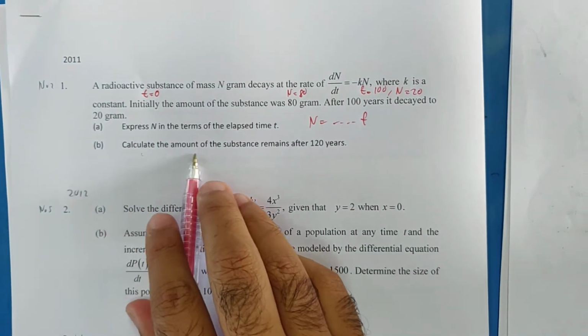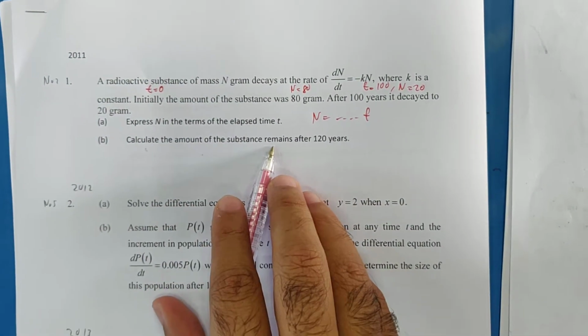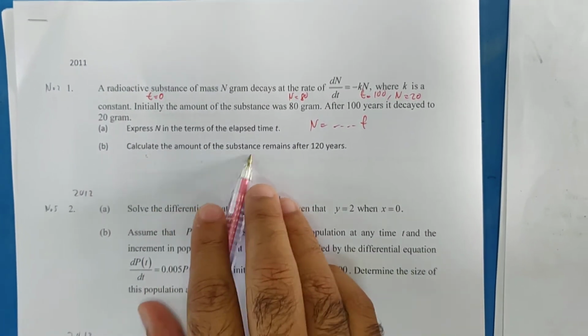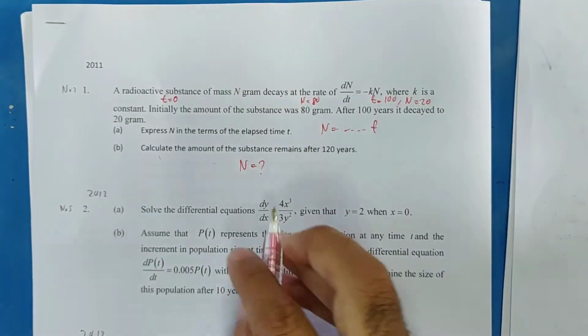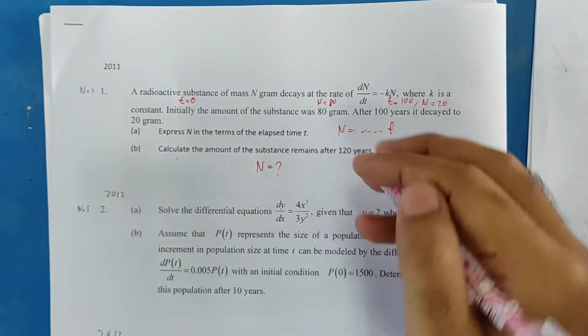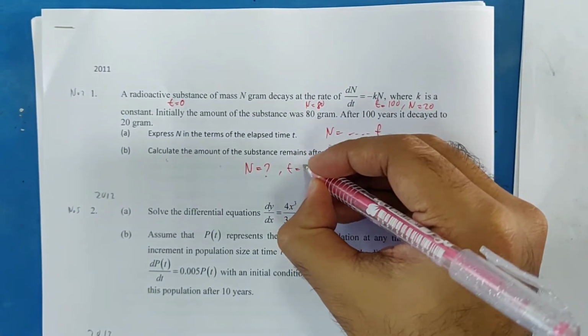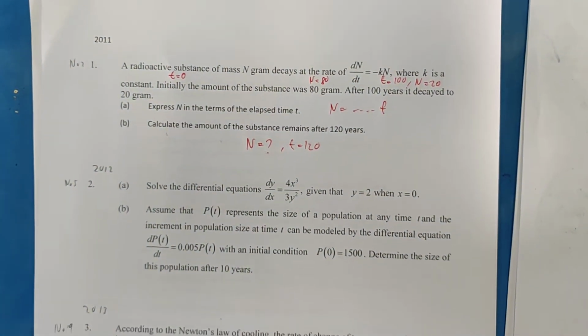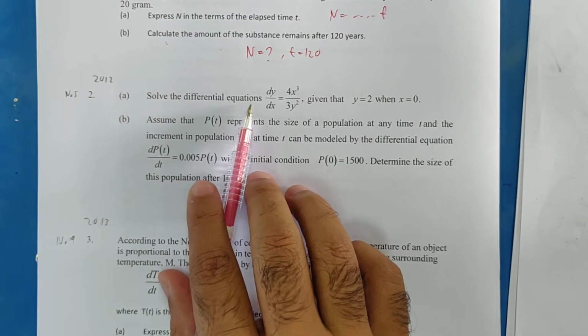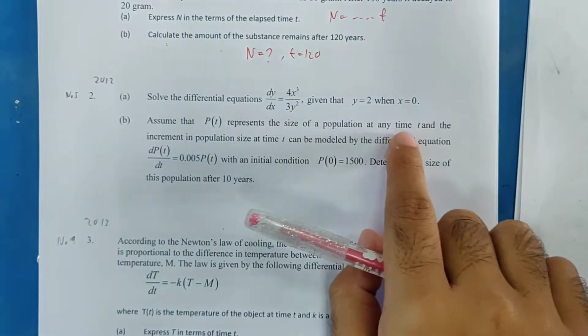If you go further, 1b, calculate the amount of substance. That means we want the substance. Substance is the n, right? We want to find n after 120 years. So when t equals 120, we want to find the value of n.